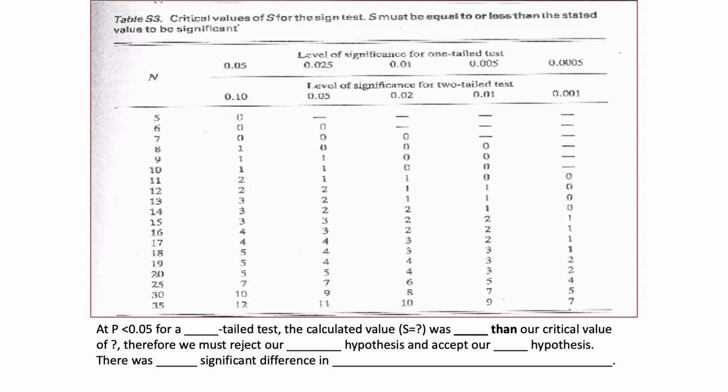The rule here is at the top of the table. Critical value: S must be equal to or less than the stated value. While S was 2 and the critical value was 0. So it's not significant.